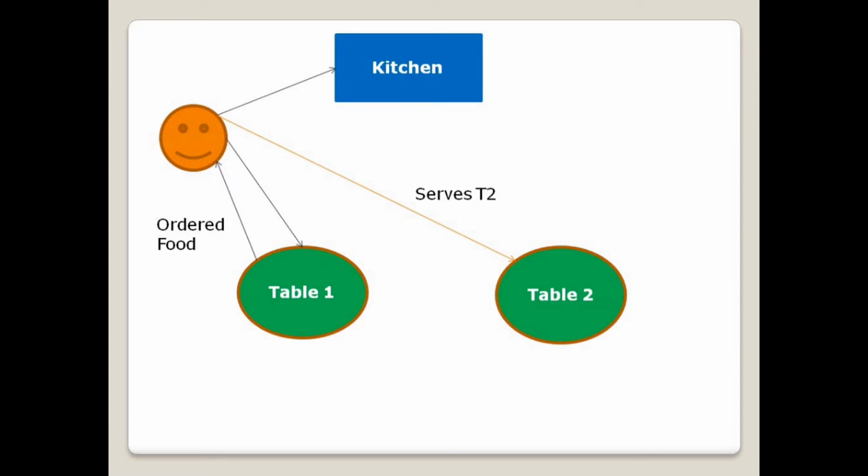It is non-blocking. You can see here the waiter doesn't wait for your food to get prepared and then serve you. It can simultaneously serve other tables also. So this is the concept of asynchronous, and this is how NodeJS works.